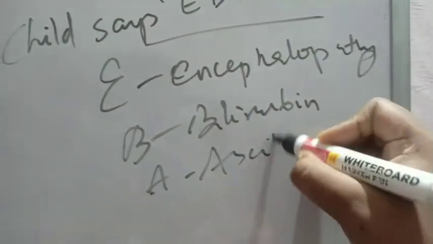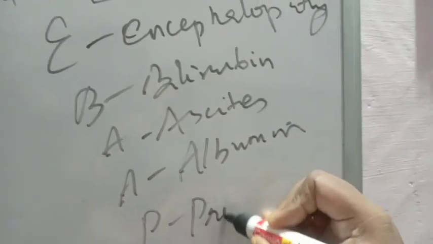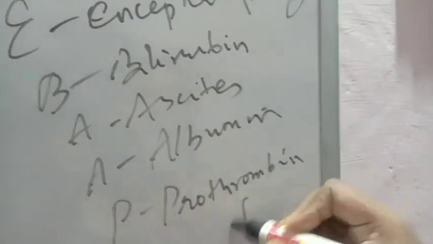A is ascites. Another A will be albumin, and P will be prothrombin time. Okay. Now listen, this is the only thing which you get. It will ask you which of these four options is not included in the Child-Pugh score.